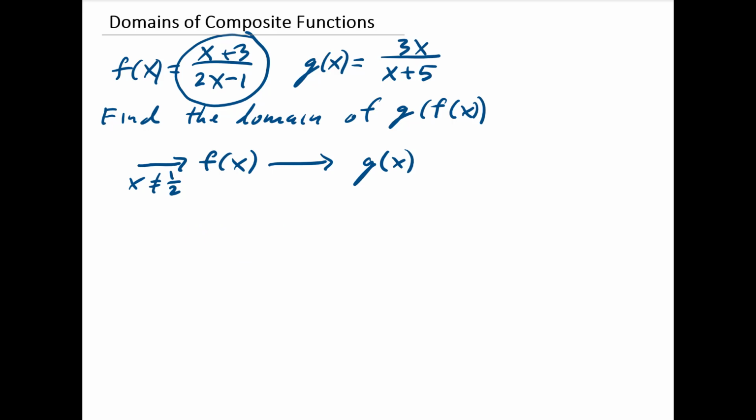But now the question is, whatever comes out of f of x is going into g of x, and that cannot cause g of x to divide by 0. If you look at the function g of x, what number can we not plug into g of x? Well, if you set the denominator of g of x equal to 0 and solve it, you get x as a -5. So whatever comes out of f of x cannot be a -5.